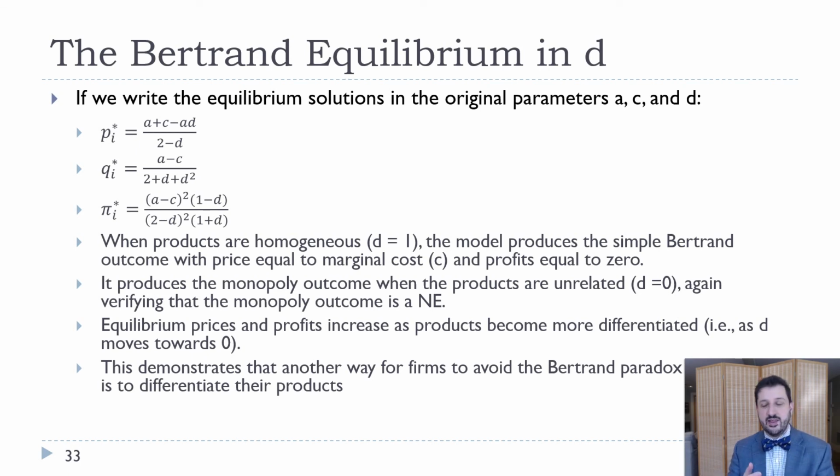And so in that way, once we introduce differentiation into the oligopoly model, the Bertrand model and the Cournot model actually start to look a little bit more similar. And it shows that differentiation is another way for firms to avoid that price cutting that is part of the Bertrand equilibrium and avoid that Bertrand paradox.